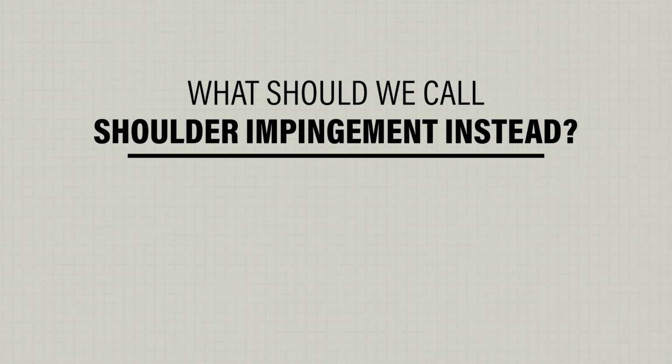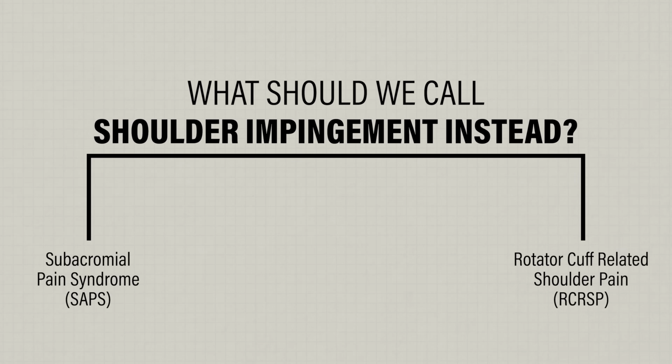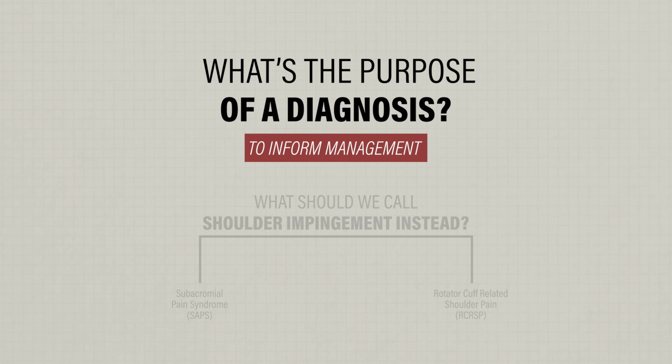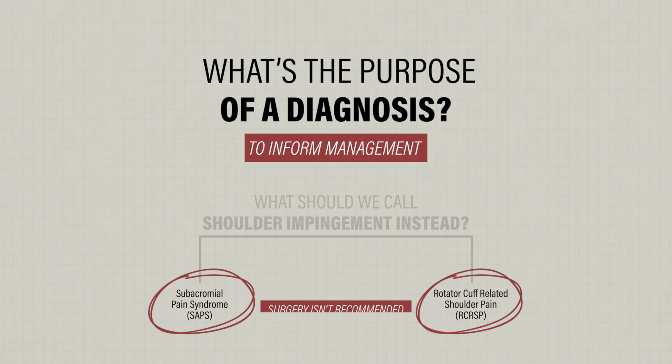What should we call shoulder impingement instead? Different terminologies have been proposed, such as subacromial pain syndrome and rotator cuff-related shoulder pain. The more important question is, what's the purpose of a diagnosis? Hopefully, at least in part, it's to inform management. Do these diagnoses do that? They do to some extent because, as you know, surgery isn't recommended.